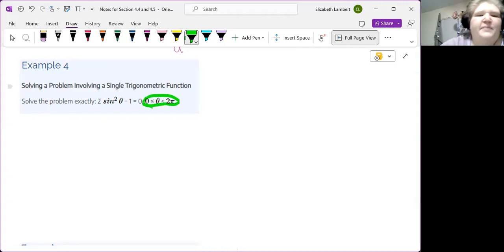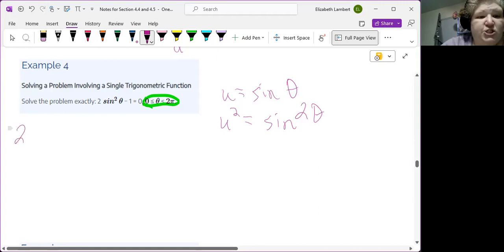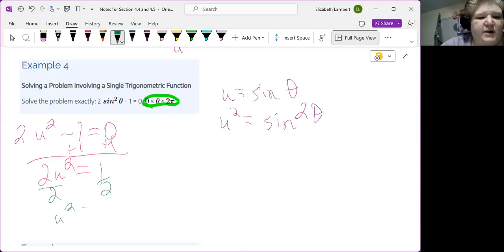Okay, I gotcha. All right, so let's start with, so I'm going to make u sine theta. So this means u squared would be sine squared theta. So I can write my formula here as 2u squared minus 1 equals 0. Add the 1 to both sides. 2u squared equals 1. Divide by 2. So u squared equals 1/2.